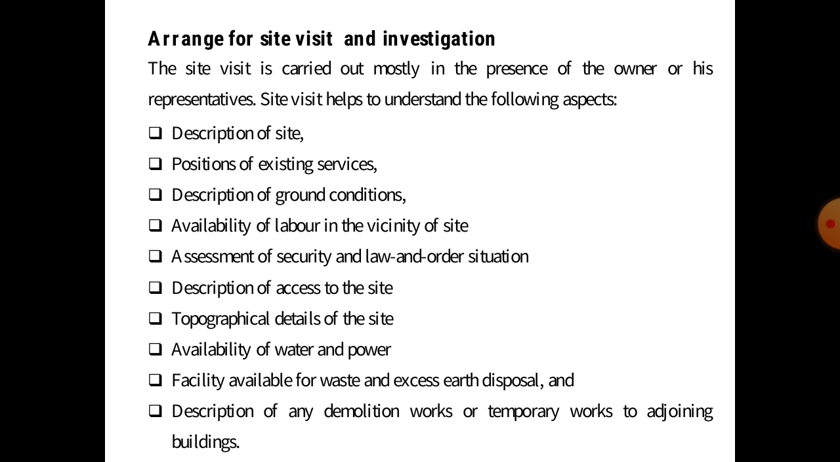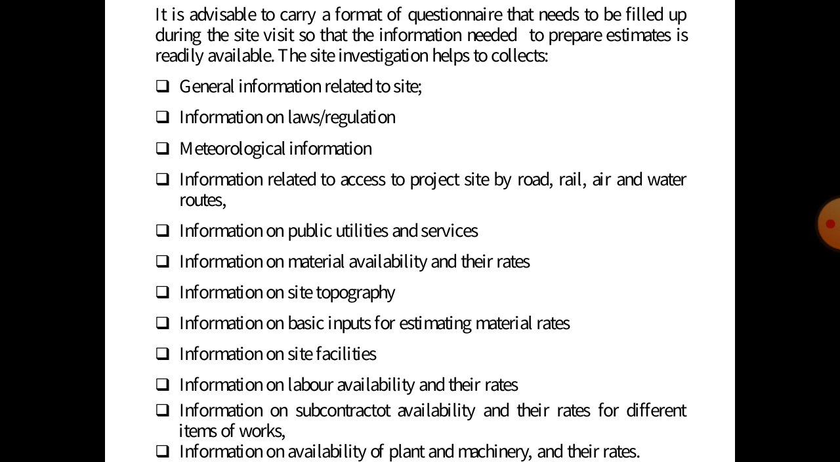Sixth is a description of access to the site. Seventh is topographical details of the site. Eighth is availability of water and power. Ninth is the facility available for waste disposal. And tenth is a description of any demolition work or temporary work to adjoin the building.